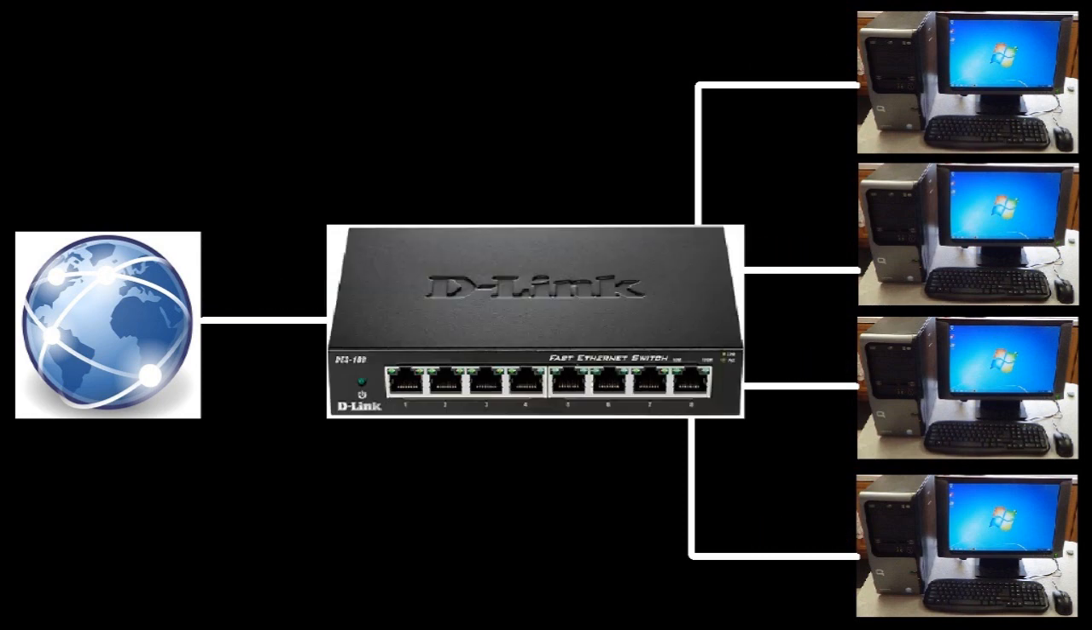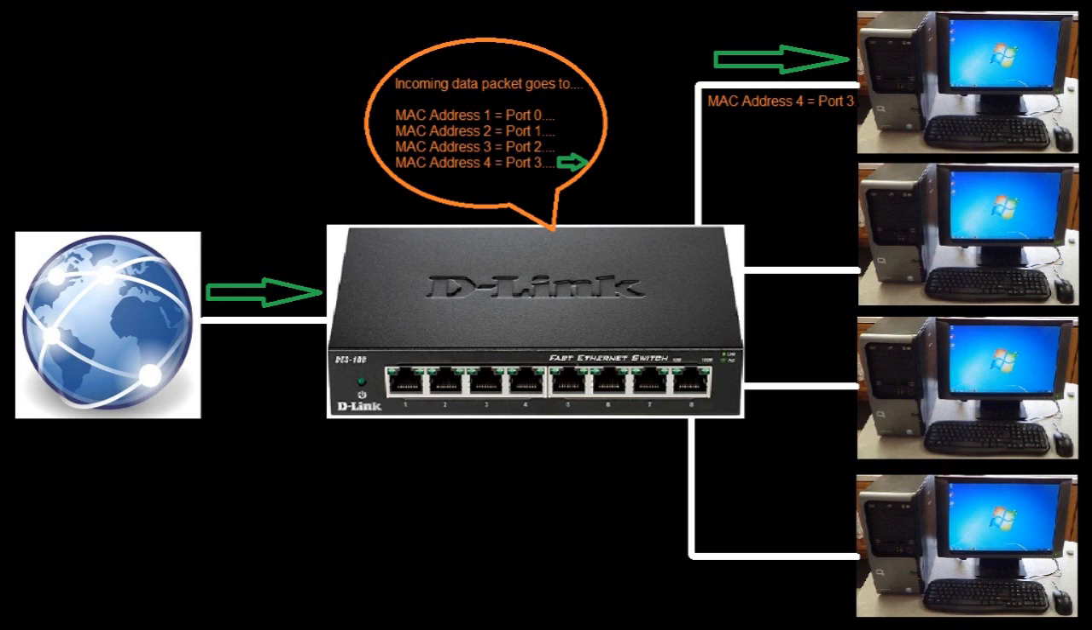A network switch is the advanced version of the hub. Unlike the hub, the switch keeps track of the MAC address of each device connected to each of its ports. When a data packet is received, it reads the packet's header, checks its table of connected MAC addresses, and sends the packet to the assigned port.